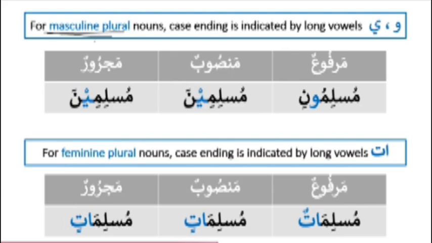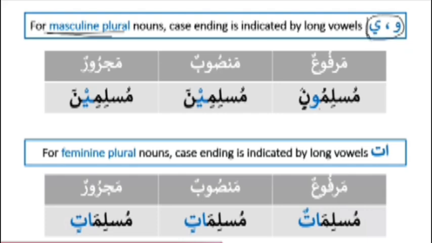Now we talk about the plural noun, and first we talk about the masculine plural nouns, as we can see over here. We have discussed in the previous lesson that for the masculine plural, it is muslimuna. For the masculine plural, it is muslimuna. And when we talk about mansub and majroor, it will be muslimina, muslimina.